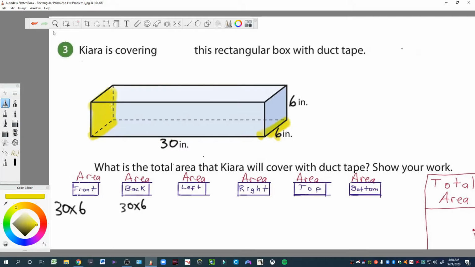But what is my height? Again, I'm going to copy from the other side. So if this height is 6, that means that this height is 6. So my left box is 6 times 6. My right box is 6 times 6. So I'm going to put that for my area for my right and my left side.